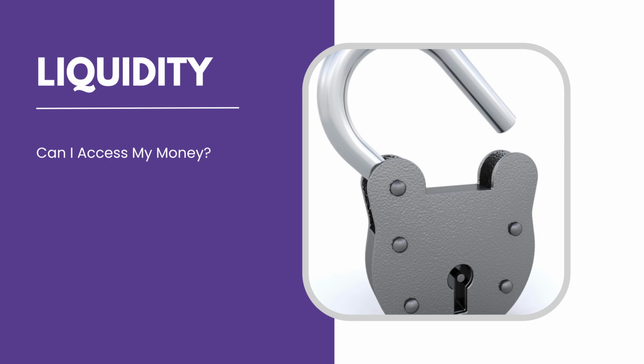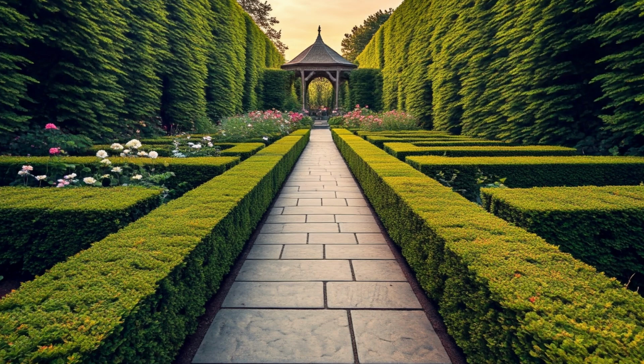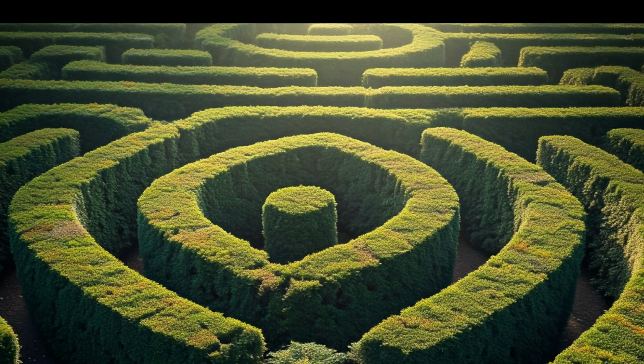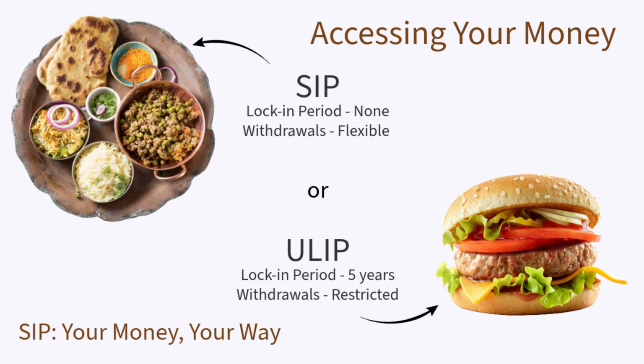Now, let's talk about liquidity and accessibility. Think of SIP as a straightforward journey, simple, transparent, and easy to navigate. With clear processes and minimal costs, it's designed for those who value control and flexibility in their investments. In contrast, ULIP can feel like navigating a maze, with multiple layers of charges, lock-in periods, and complex structures that make it harder to understand and operate. In summary, while SIP offers transparency and ease of operation, ULIP often requires more effort and understanding to manage effectively.